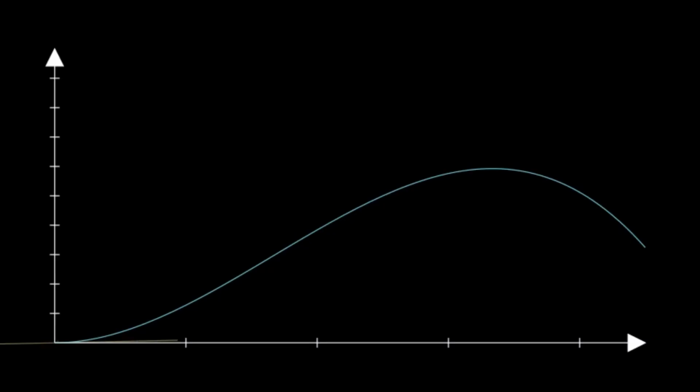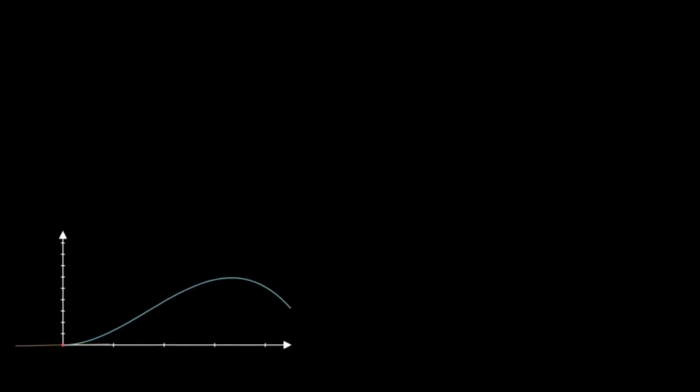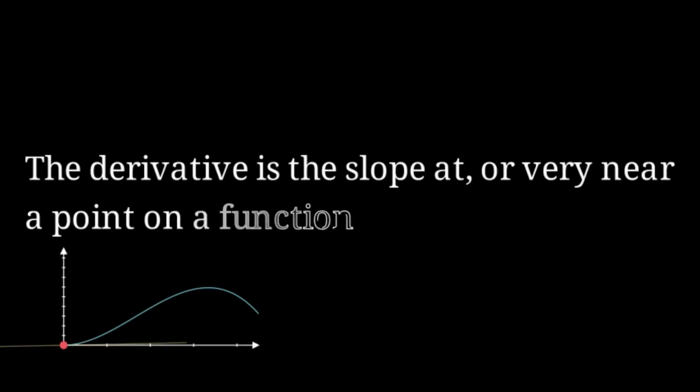The line tangent to a point on a function shares the slope of that point. And in nonlinear functions, the slope is unique at every point. The derivative is the slope at or very near a point on a function.